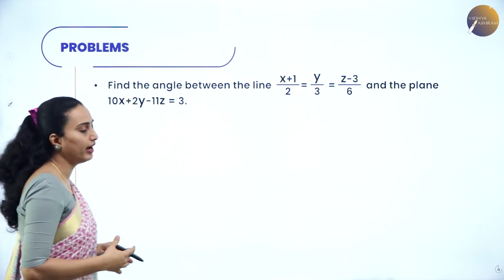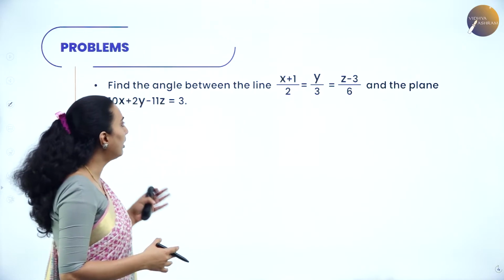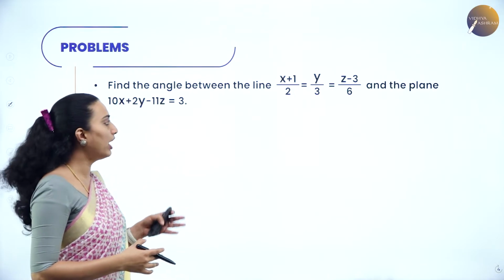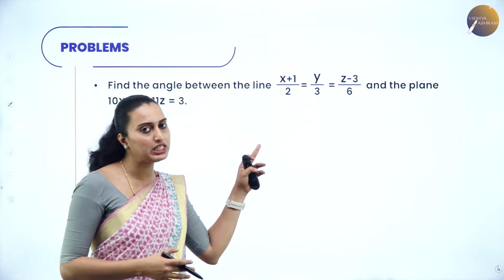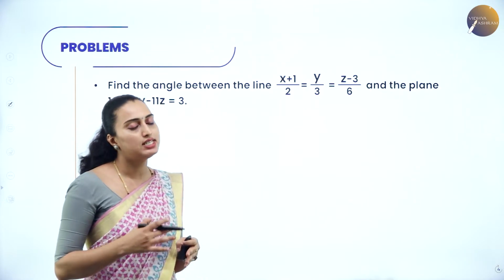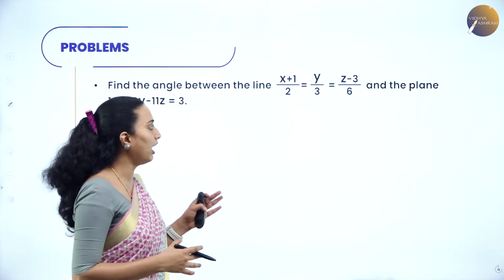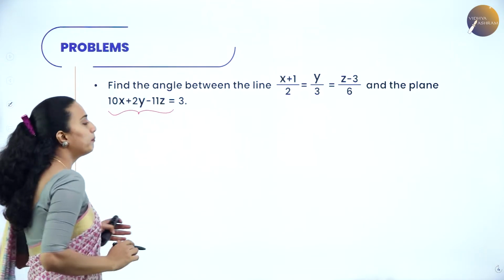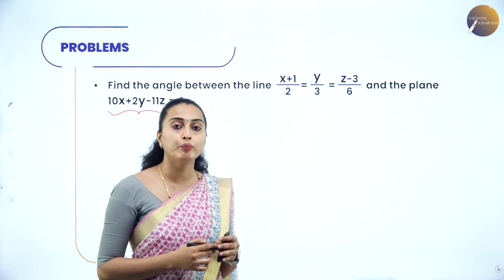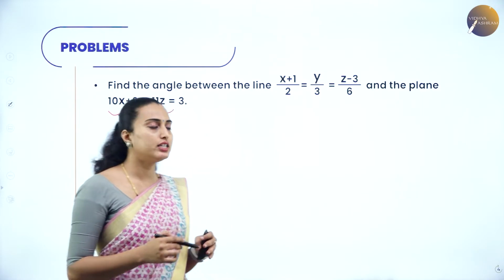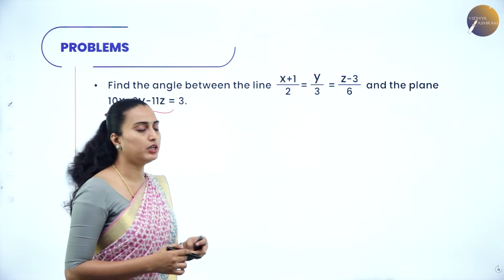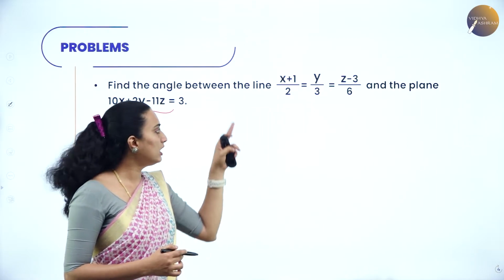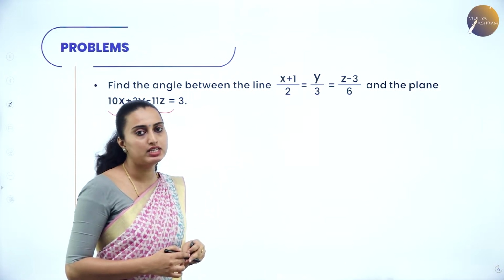They have asked: find the angle between the line (x plus 1) divided by 2 is equal to y divided by 3, that means (y minus 0), is equal to (z minus 3) divided by 6, and the plane they have given as 10x plus 2y minus 11z is equal to 3. Now here it is in the form of (x minus x1) divided by a1 is equal to (y minus y1) divided by b1 is equal to (z minus z1) divided by c1.